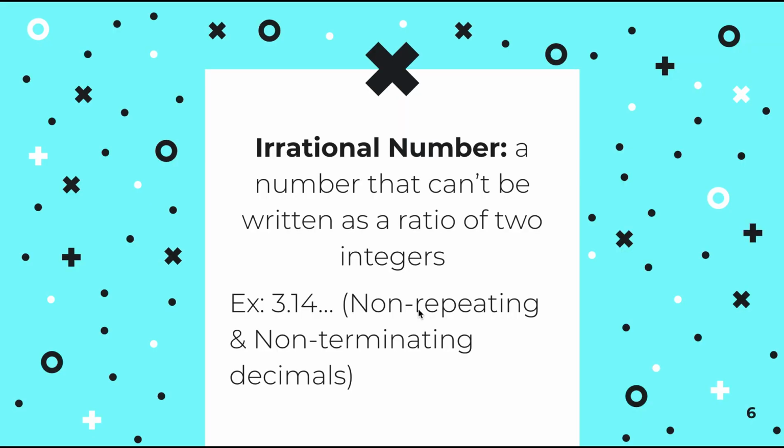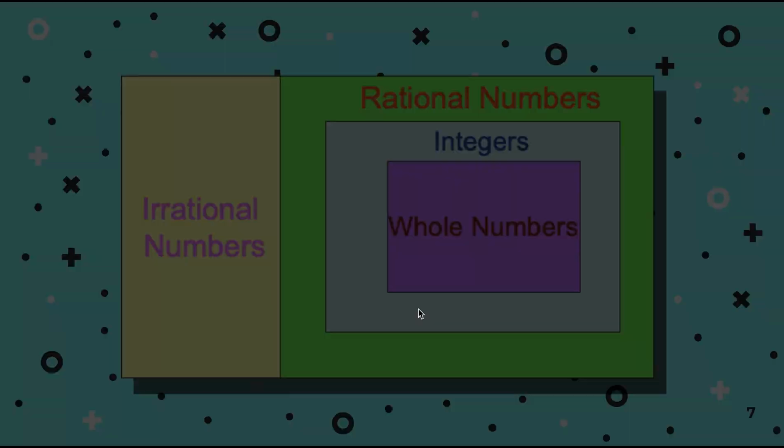An irrational number is a number that can't be written as a ratio of two integers. For example, pi, which is 3.1415, repeating. And then other examples are non-repeating and non-terminating decimals like the square root of -1.